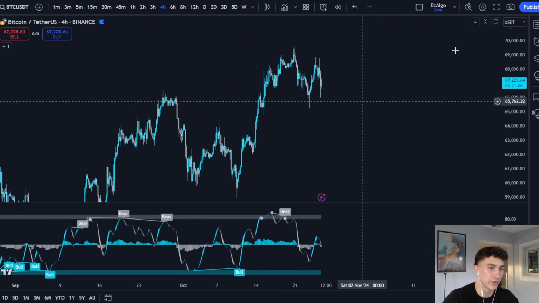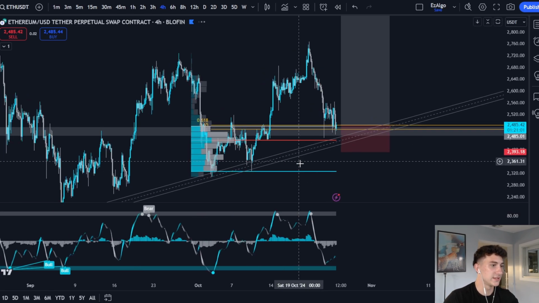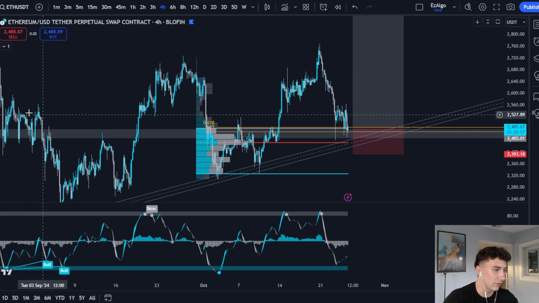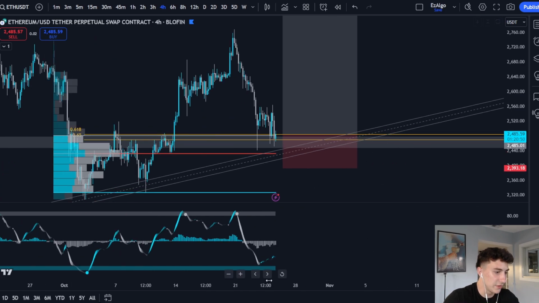So let's go to a real-time setup on Ethereum, right? Again, using this strategy. So I can see here on a 4-hour time frame that we are at an area of interest. We are at a key level with price history. This is a key support level that we've tested multiple times in the past. I can see on the oscillator we are approaching that oversold zone.